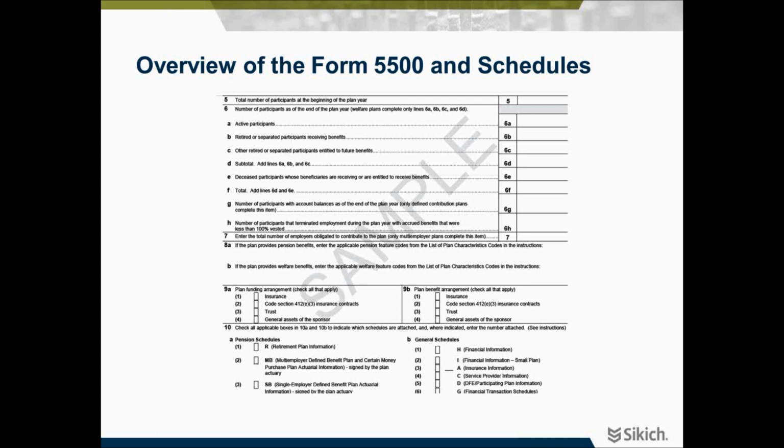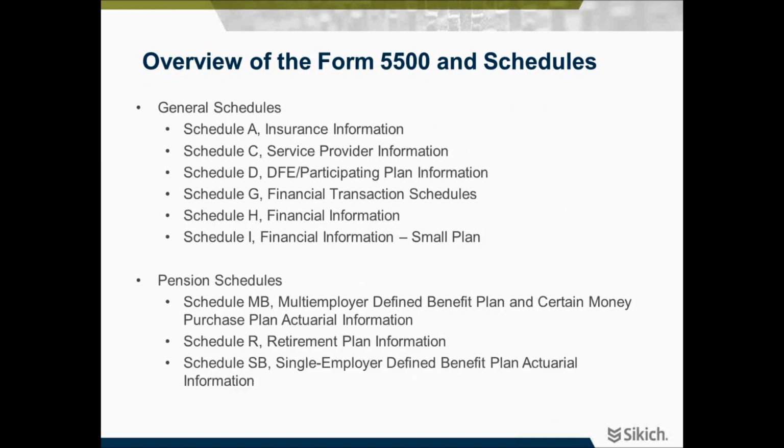Line 9, insurance funding. 9a is asking how plan assets are held or invested before payment. Okay. 9b is asking from where the plan distributes benefits. And then in line 10, you would indicate all the pension schedules and general schedules that you have. Okay. And just for quick reference, I've listed here for you all the different schedules. We won't go over what they do, but just be aware that these are the schedules that you may have to work with or you may be reviewing when you receive your Form 5500.